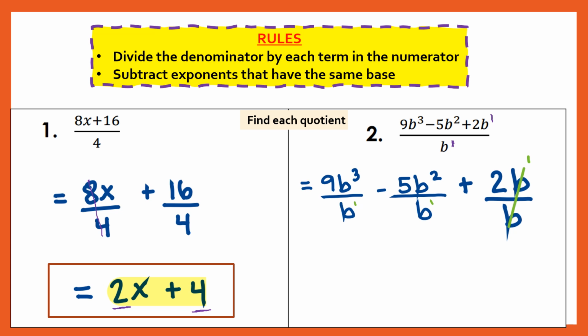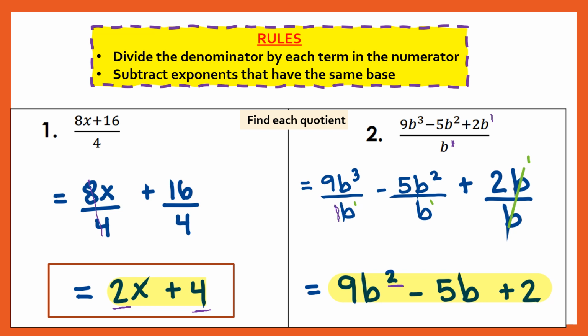And so the first term here, I have a 9 and a b to the third and a b to the first. I'm going to subtract that to get 2 right here. I bring down my 9. That's like 9 divided by 1, because you also have a coefficient of 1 if you don't see it. So just bring down that 9. And then minus, so make sure you're looking at your signs. I'm going to bring down this 5, because again, that's like 5 divided by 1. And 2 minus 1 is just 1b.